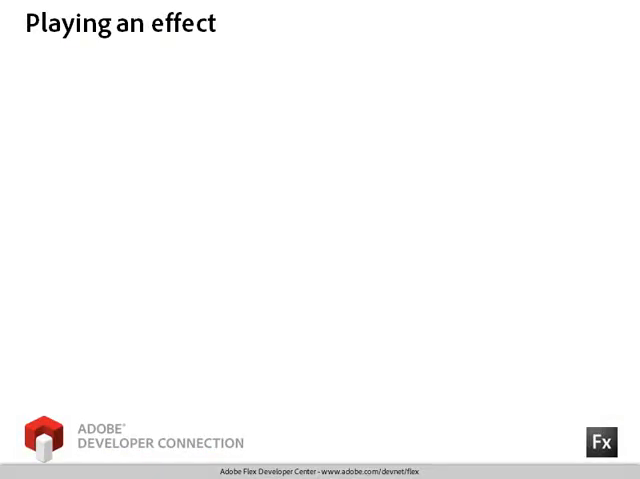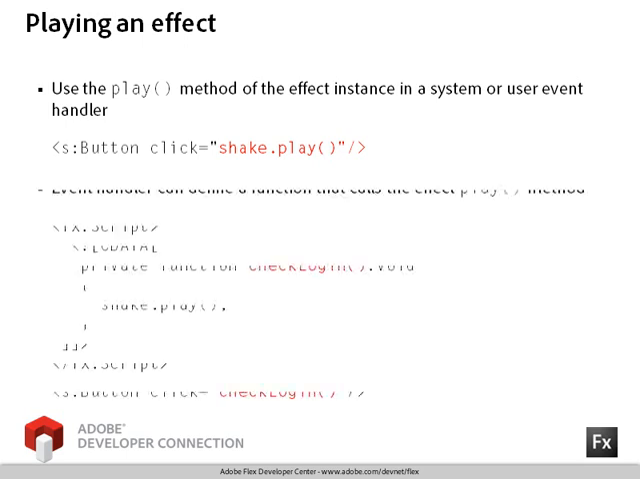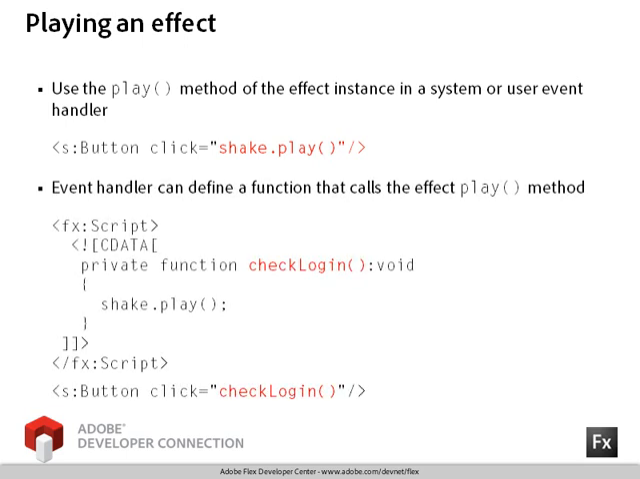To play an effect, you use the play method for the effect, which is inherited by all subclasses of the Animate class. In the user or system event handler that will trigger the animation, you reference the effect's ID property value, in this case the shake instance, and then call the play method. Of course, if you have more than one line of code for your event handler, you can always create a function and play the animation from there.